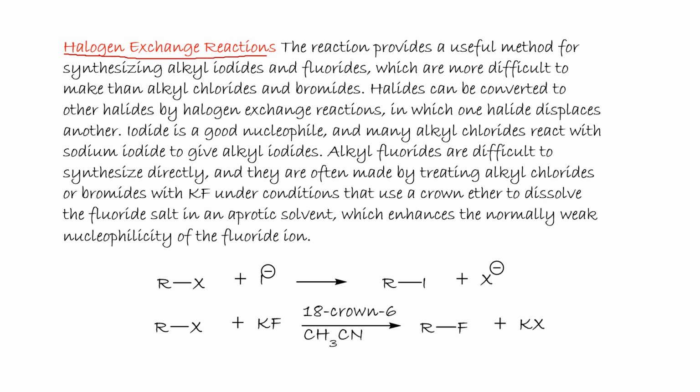Halogen exchange reaction. The reaction provides a useful method for synthesizing alkyl iodide and fluoride, starting from alkyl chloride or bromide reacting with potassium iodide. In the presence of acetone, you get alkyl iodide. On the other hand, you can react alkyl chloride and bromide with potassium fluoride. In the presence of 18-crown-6 in acetonitrile, you get alkyl fluoride.